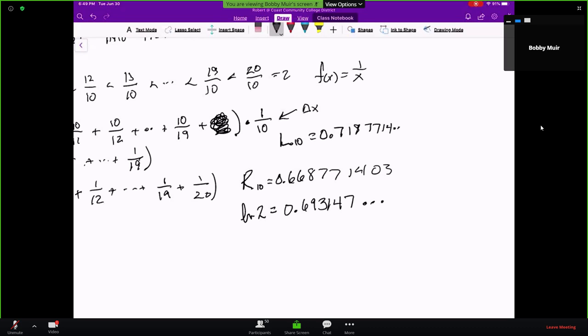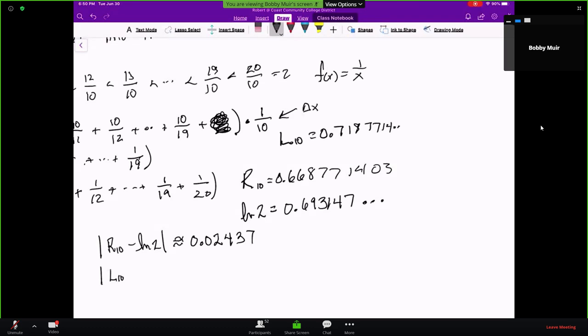I take the R10 number, which is going to be, do that again. I want to get it exact. Okay, 1 over 11 plus 1 over 18, 1 over 19, plus 1 over 20. Okay, and now I'm going to subtract off the natural log of 2. And so the magnitude of R10 minus the calculator's natural log of 2 is roughly about 0.0437.